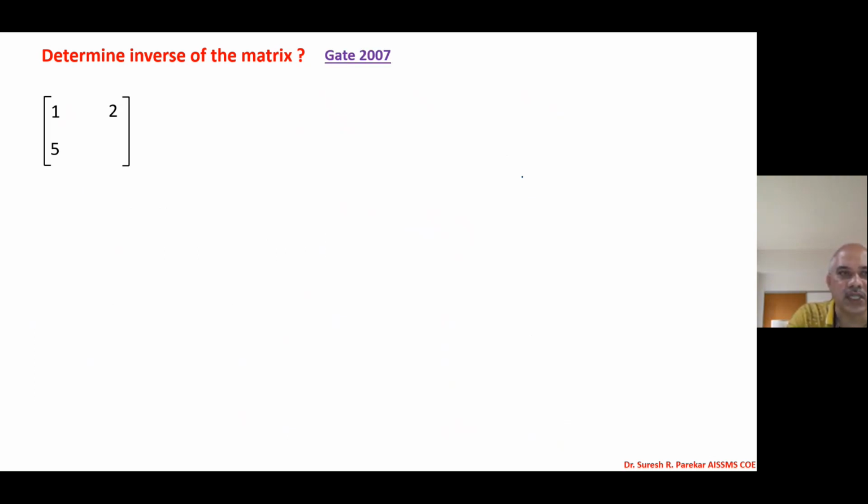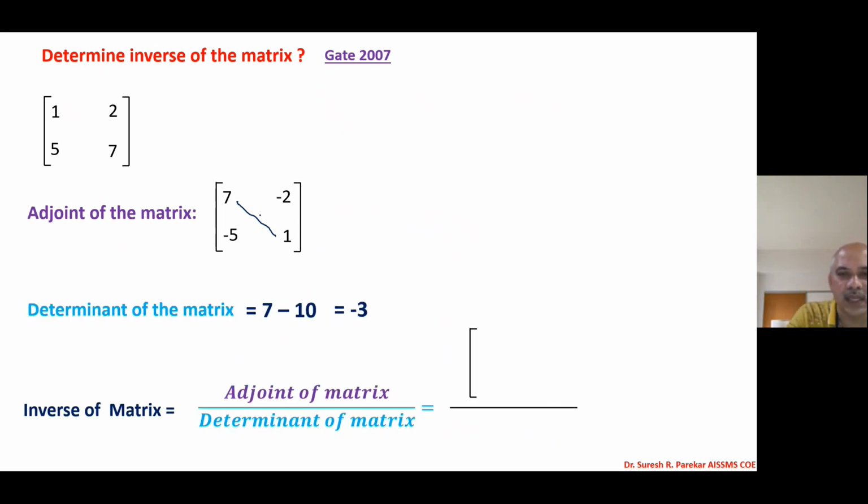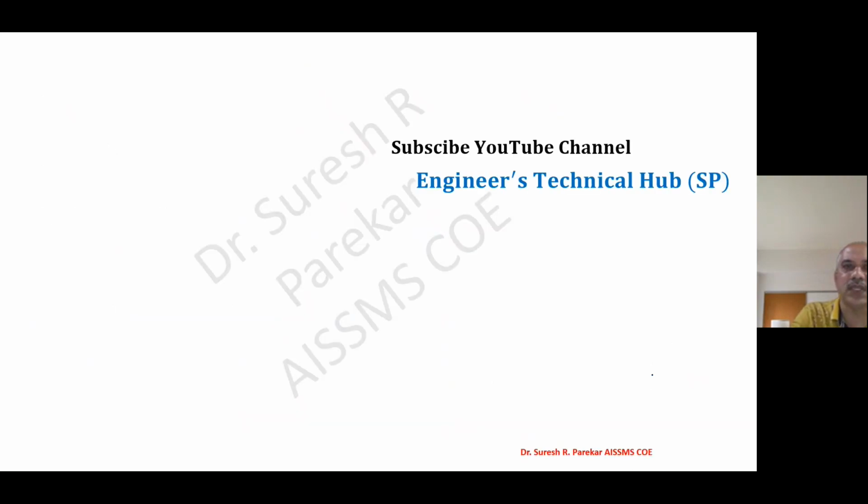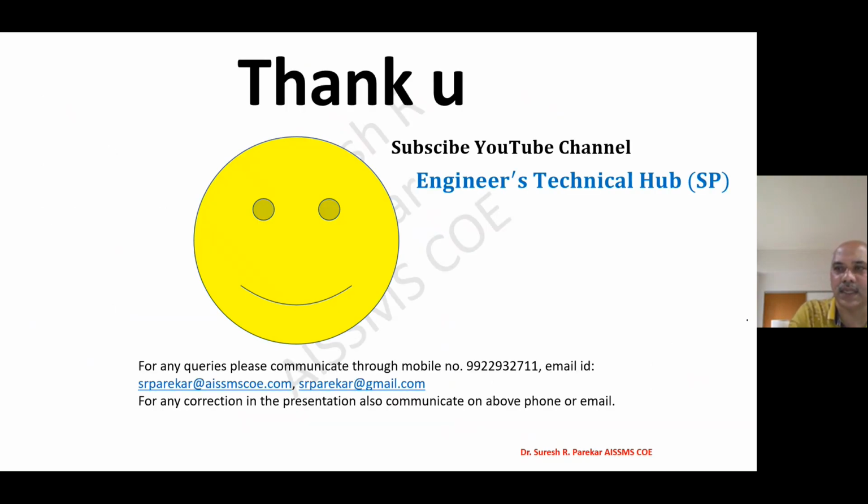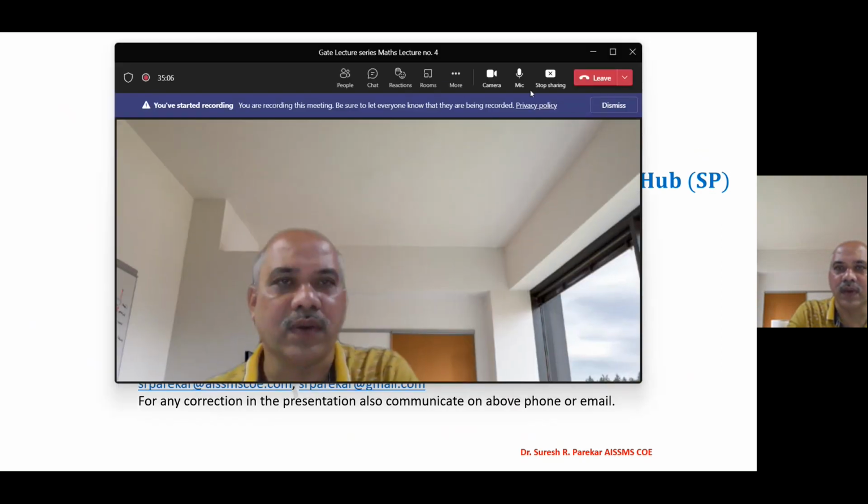Then this was asked in 2007, and we have to just change this element. So I have changed these elements, and we have changed this sign. And then we have determinant minus 3, and then we have this value, that is 7, minus 2, minus 5, 1. And then we have to divide by minus 3: 7 upon minus 3, minus 2 upon minus 3, so it becomes plus. So 5 by 3, we can write minus 1 by 3. So this is the inverse. So we have to go likewise for the inverse. So these are some problems which were asked in the GATE examination. And then we will stop here only. Thank you.